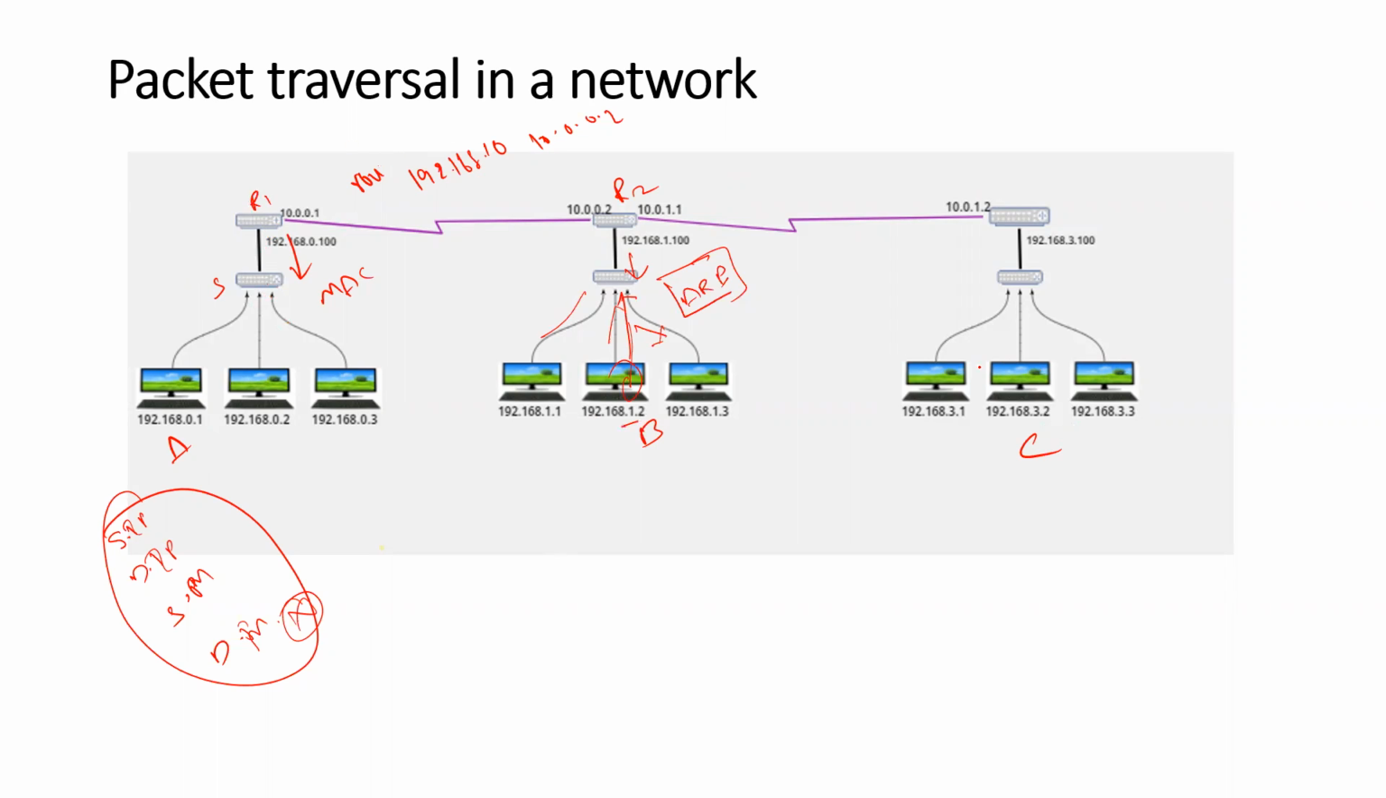Router 1, we should have the route in place, right? So for the 192.168.3.0 network, the next hop IP address is this one. Okay, so it will send the traffic here.